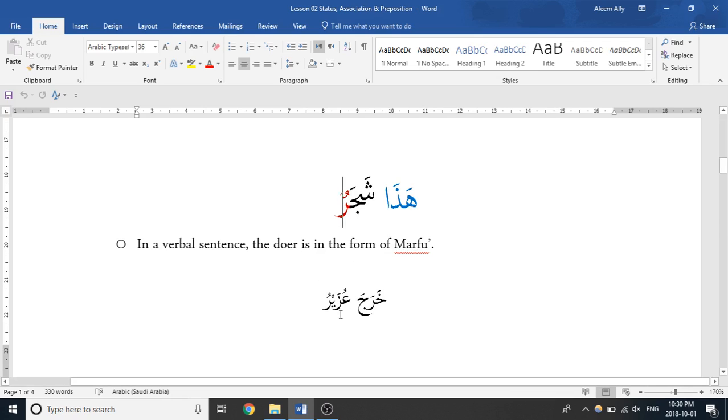So when a word has rafa and it's coming after a verb in a verbal sentence, that usually means it's the doer. That's what it serves as. So kharaja here means he left, and then uzayru, you see the dhamma there on the end making the u sound, that means that it's the doer. So uzair left. That's how we would translate it. Uzair is the one doing the action.